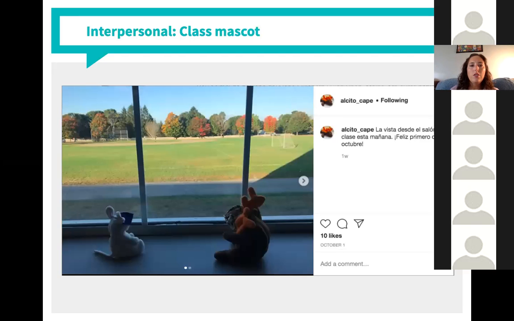Another example is to come up with a class mascot. This caption says, the view from our classroom this morning, happy 1st of October. And then of course you have the date down here just to double check what the date is. And so this is a good example too of you creating the language and then having students respond to it if you'd like.